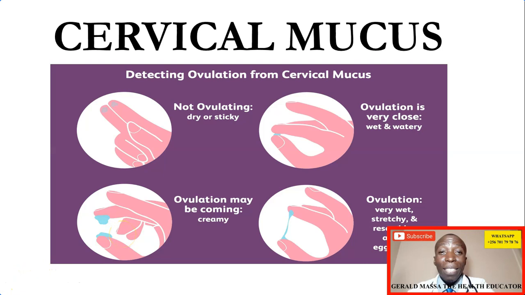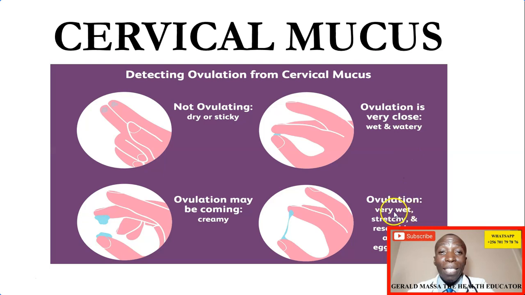We are talking about cervical mucus, and we are saying that when you are not ovulating, normally the cervical mucus is dry and sticky, and then when you are about to go into ovulation, or when your ovulation days are close, your cervical mucus becomes wet and watery. You just have to understand that when your cervical mucus becomes wet and then watery, that means ovulation is very close.